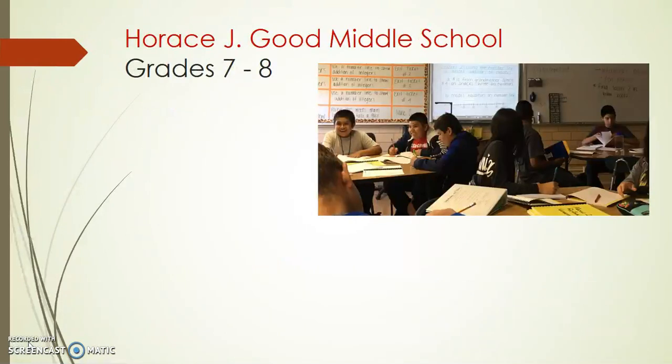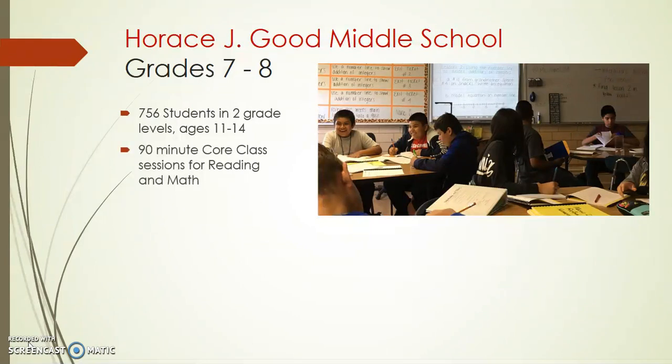Here at Horace J. Good Middle School, we have 2 grades, 7 and 8, about 756 students ranging in ages from 11 to 14. We have 2 90-minute sessions per day for our core classes. Our ELA classes go for 90 minutes straight. Our mathematics classes are split into 2 45-minute sessions, 1 in the morning and 1 in the afternoon.